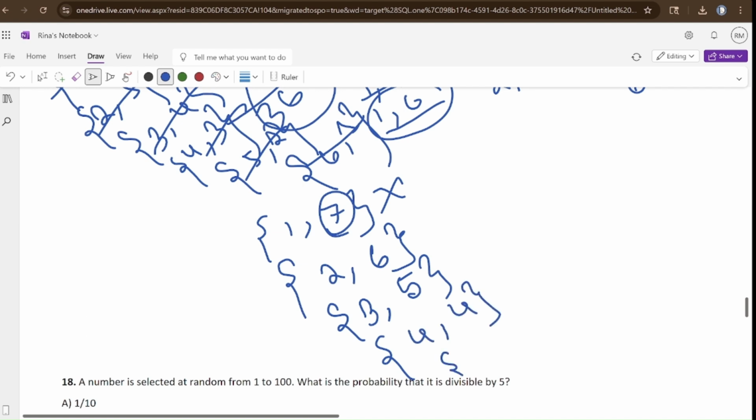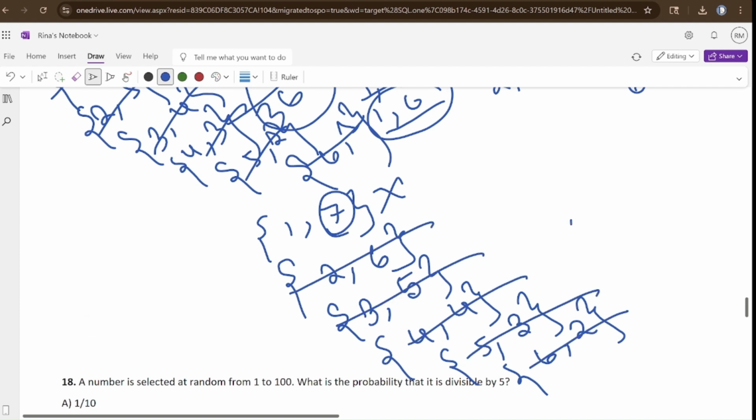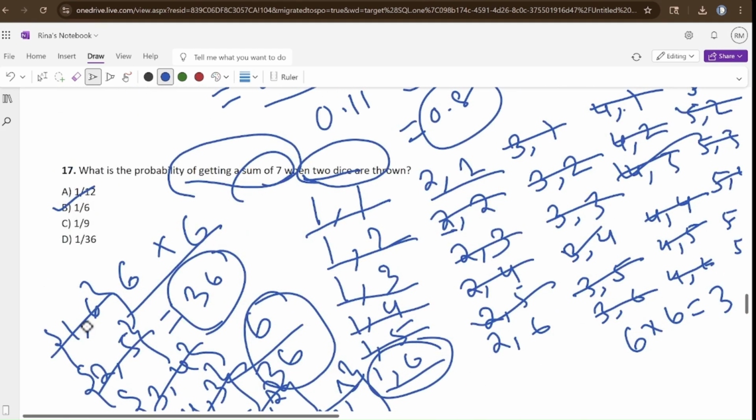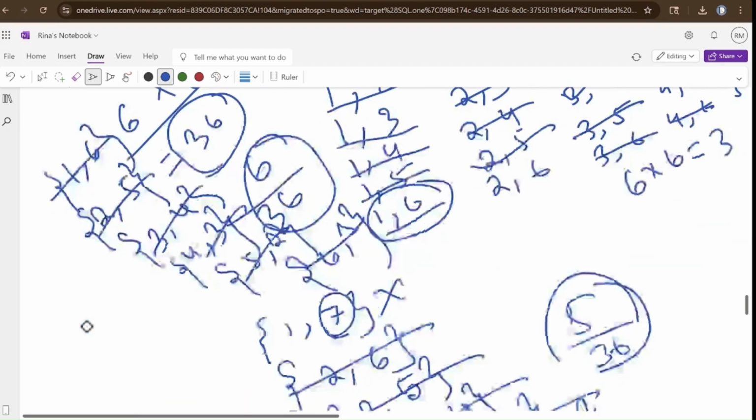That is also fine. First one is 5, then second one 3, 8. That is also possible. If the first one is 6, second one has to be 2, 8. That is also possible. And now first one cannot be 7. So I have total 1, 2, 3, 4, 5. So it will be 5 by 36. Same way you calculate the probability of getting a sum of 9, getting a sum of 10, anything.